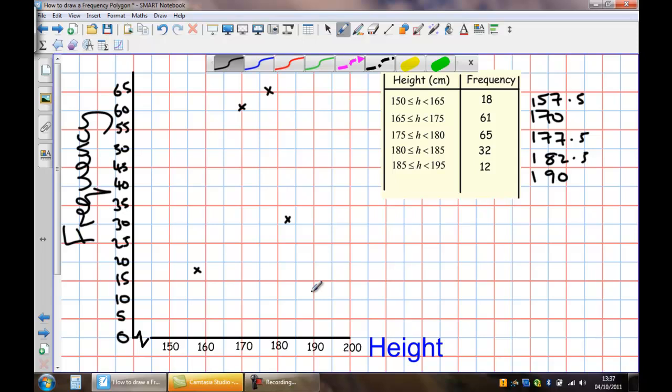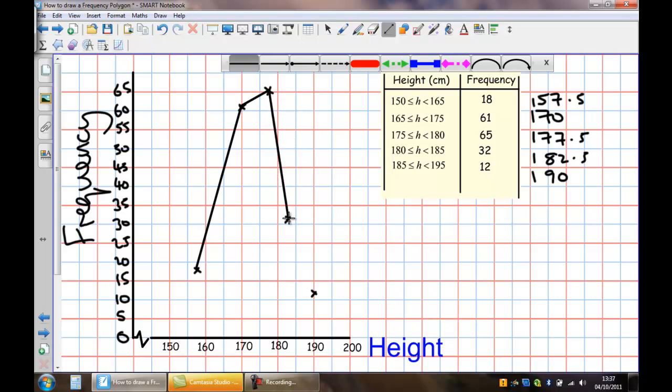So that goes there. To make it into a polygon, all you have to do is join those crosses up with straight lines and you're done. And that's it.